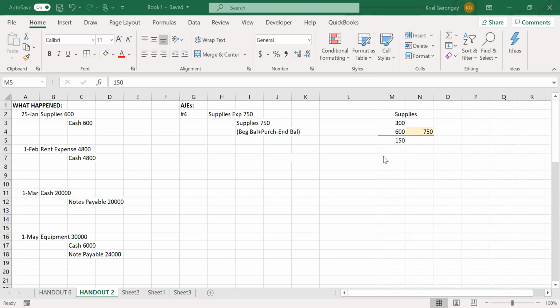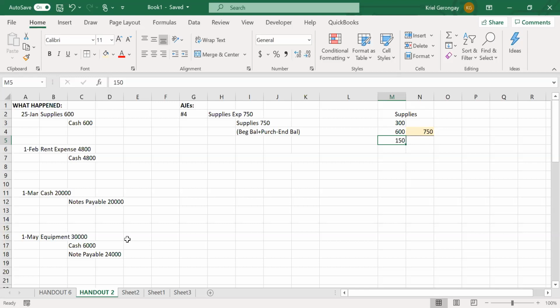Okay, so to get 150 here, if you read the problem, it says a physical count on December 31st showed $150 of supplies on hand. Since it's on hand, it means you still have $150 worth of supplies that you have not used yet, hence why it's still within your warehouse or within your operating store. This is the physical count of your inventory, by the way.